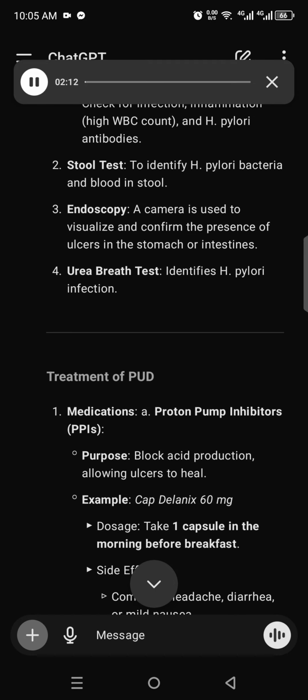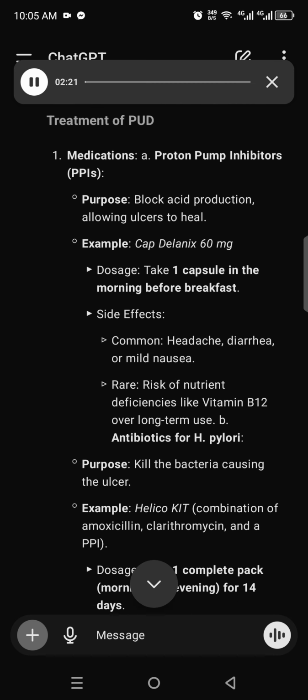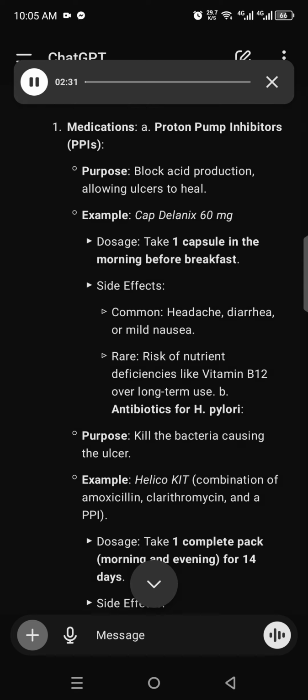Treatment of PUD. 1. Medications. A. Proton pump inhibitors (PPIs). Purpose: block acid production, allowing ulcers to heal. Example, Captolanix 60 mg. Dosage: take 1 capsule in the morning before breakfast. Side effects: common, headache, diarrhea, or mild nausea. Rare, risk of nutrient deficiencies like vitamin B12 over long-term use.